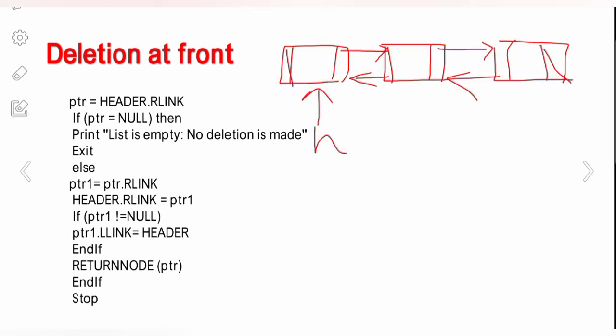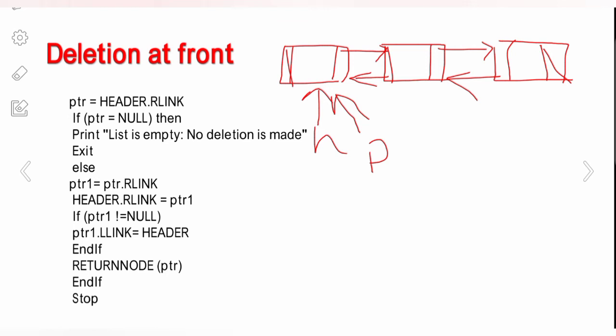So now, deletion at the front of the linked list. Here the pointer equals header dot right link. So we are going to create a new pointer called pointer that points to the right part of the header. And if pointer equals null, then the list is empty. Here the pointer value is not null, right? We have some nodes in the linked list, so we'll skip the if part and go to the else part.